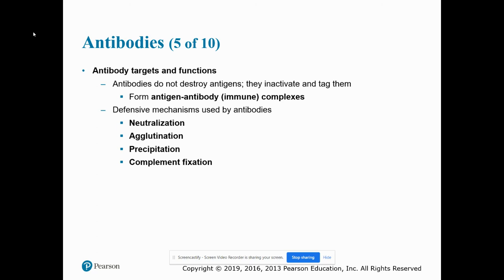So, antibodies, what they're going to do is they inactivate and tag antigens. They do not destroy them. They form these antigen-antibody, or immune, complexes. And we have defensive mechanisms used by antibodies listed down here. It's neutralization, agglutination, precipitation, and complement fixation.